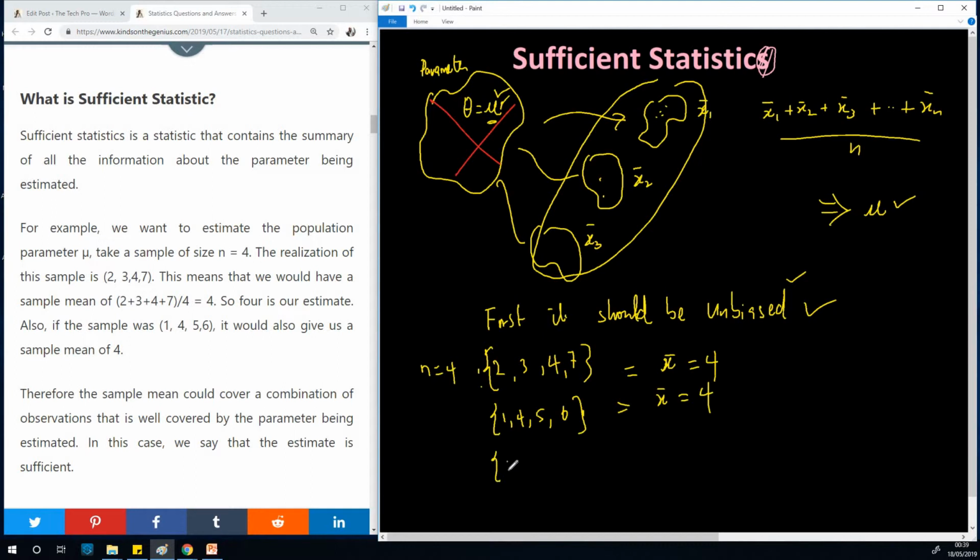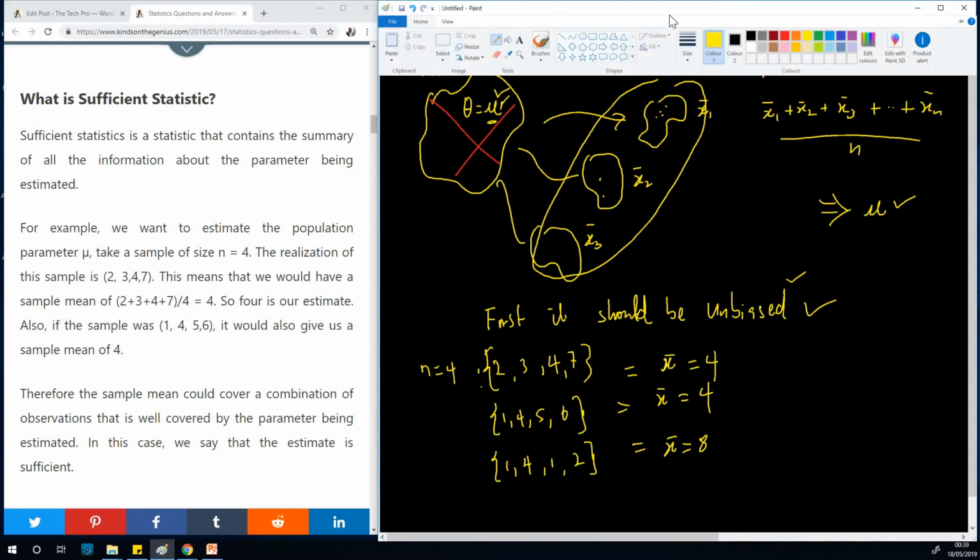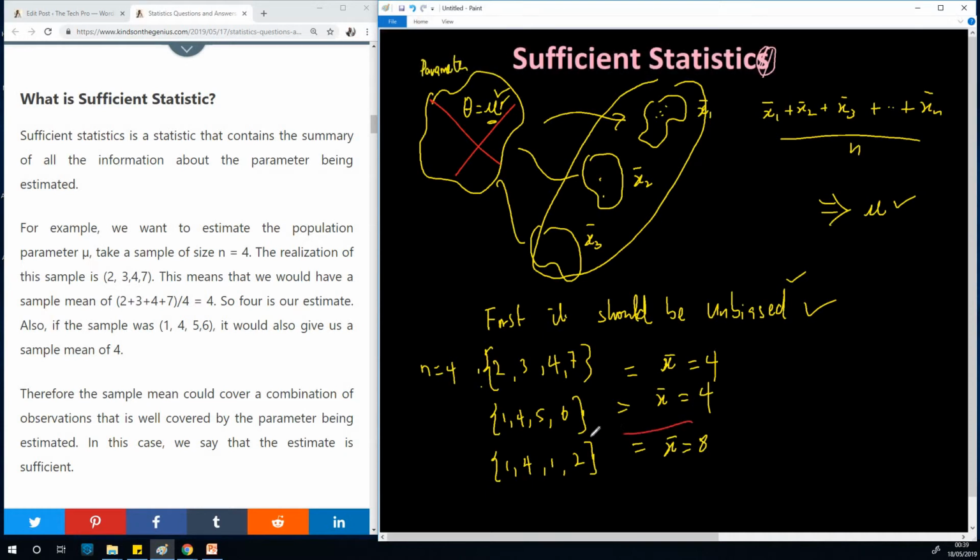However, if along the line we have 1, 4, 1, 2, and in this case what we now have is 1 plus 4 plus 8 over 2, which is 8. And now we will have a problem. So in this case, we'll be questioning this statistic being sufficient, right? So this is where we have some issues. If it's sufficient, it should give us the value of the parameter. Whatever combination we have should always yield the value or close to the value of the parameter.